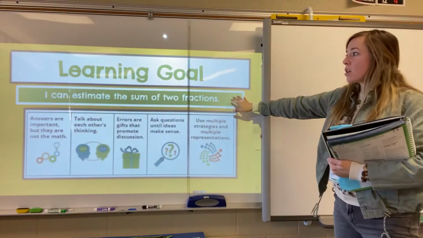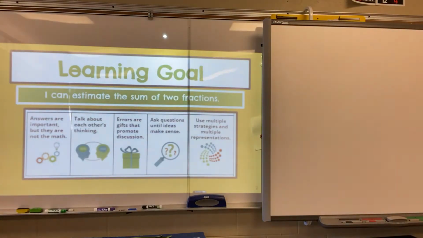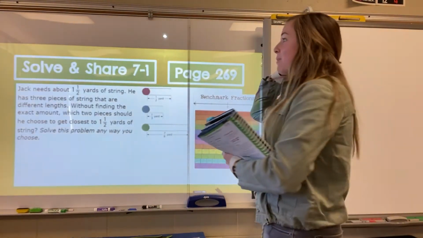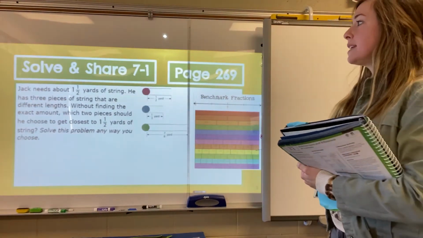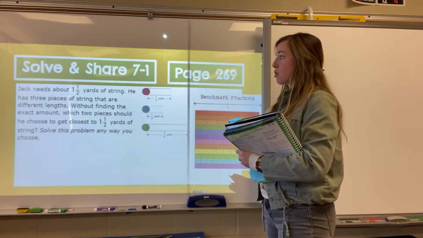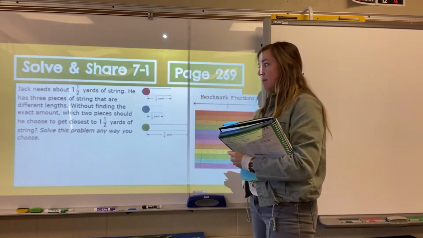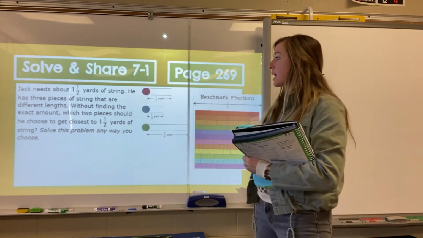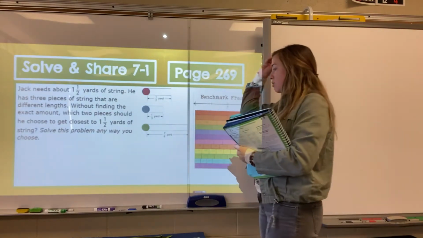Okay, so here's our learning goal today. I can estimate the sum of two fractions. Go ahead and open up your book to page 269, and we're gonna go ahead and get started with our solve and share. So Jack needs about 1.5 yards of string. He has 3 pieces of string that are different lengths. Without finding the exact amount, so estimating, which 2 pieces should he choose to get closest to 1.5 yards of string? Solve this problem any way you choose.